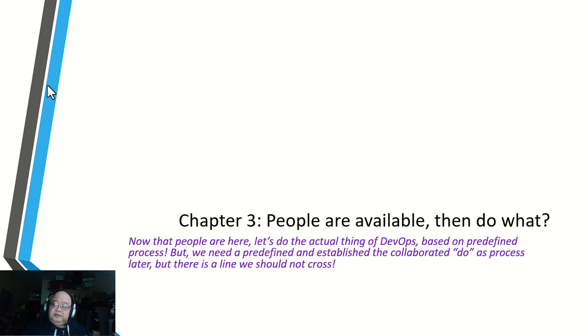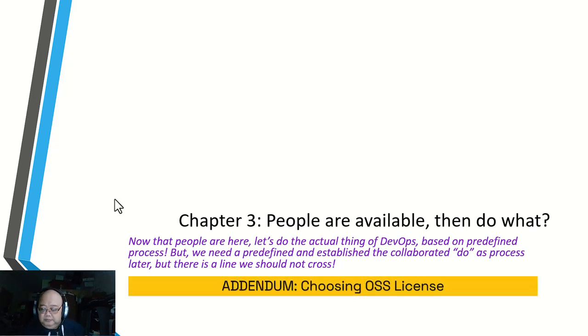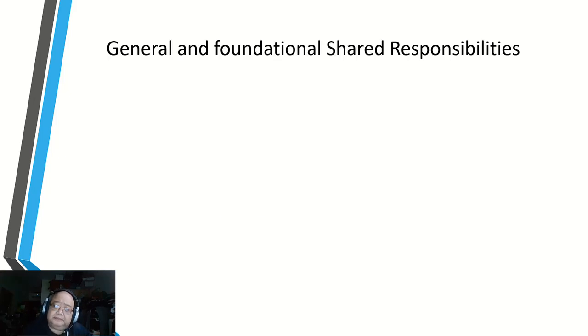Originally, we are coming from chapter 3. Now I'm going to focus on choosing this license. That previous slide I used for the thumbnail, but bear with me. Why I mention this is because it is closely related to the previous episode, where we discussed general foundational shared responsibility, right?